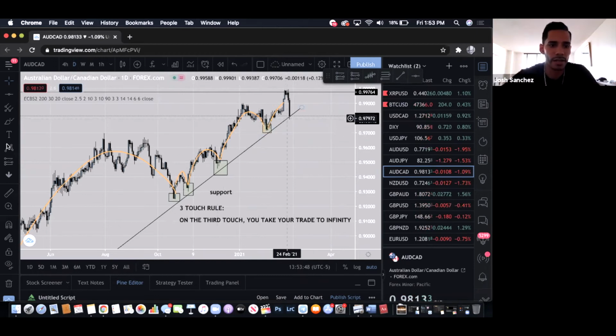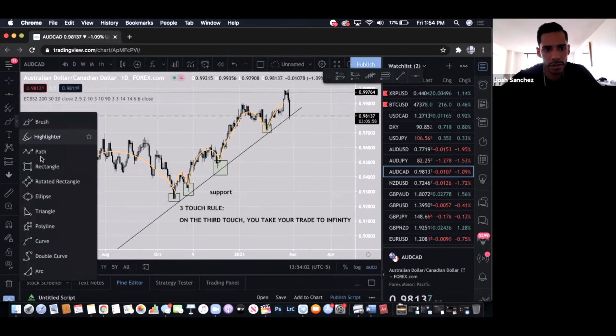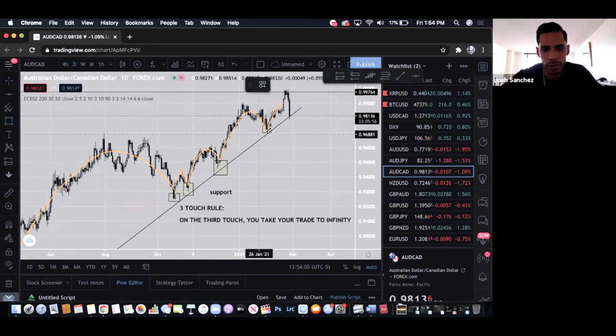Why? Because we wait for the 3rd touch because we want to see consistency, okay, for the market. We want to see that the market is going to react the same way it did on the previous level. So we would take the buy on the 3rd touch, 4th touch, 5th touch. There you go. Just like that. And that's all it really is.